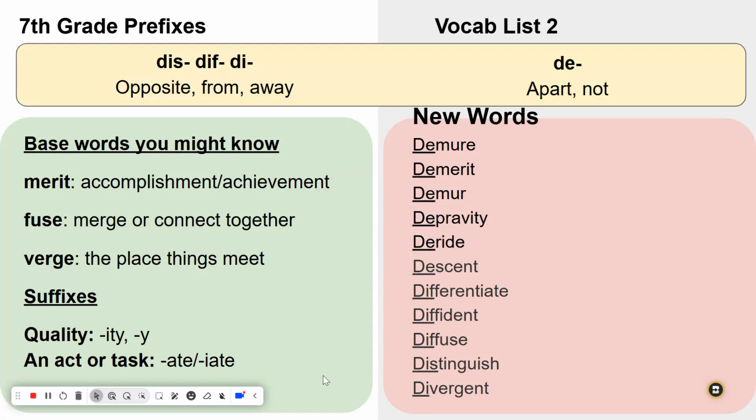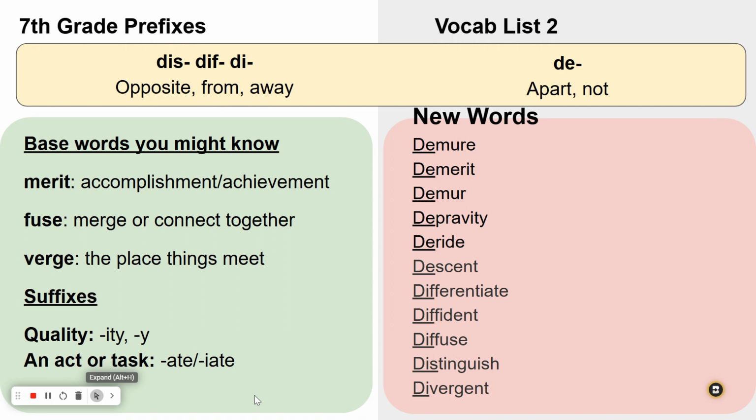This is the notes video for your prefixes for vocab list 2. Dis, diff, die, which means opposite from or away when you add them to a word, and D, which means apart or not. Something to notice about this list and the previous list is that there are similar definitions. So the prefix a and ab also mean opposite from or away. So now we're just adding dis, diff, and die in there as well.